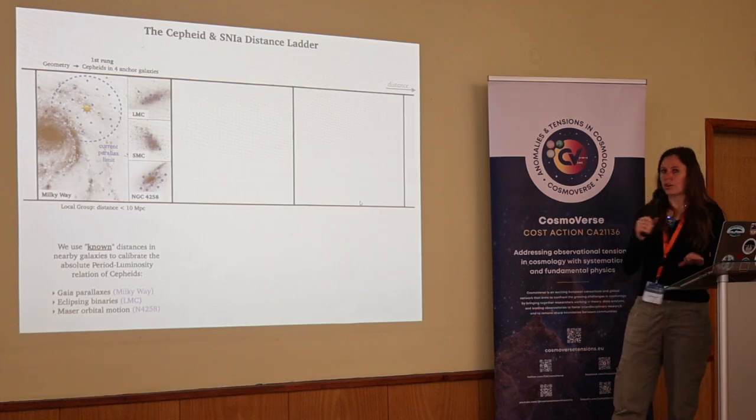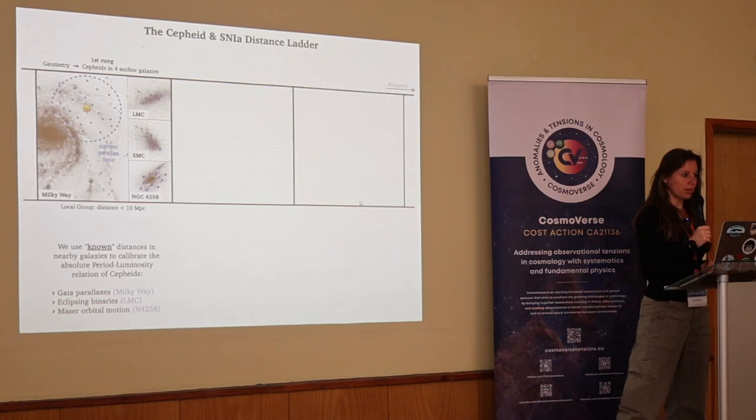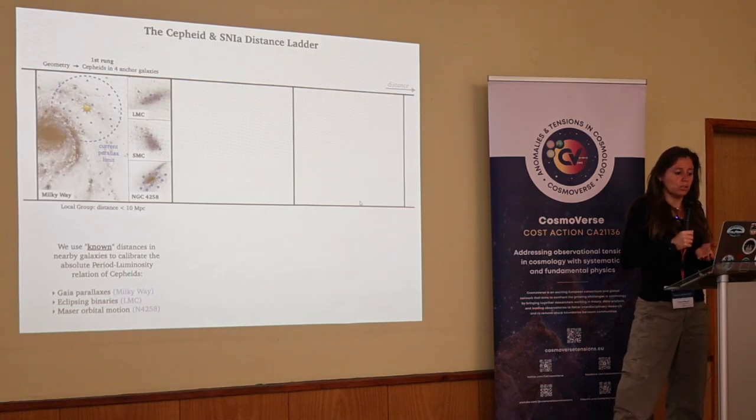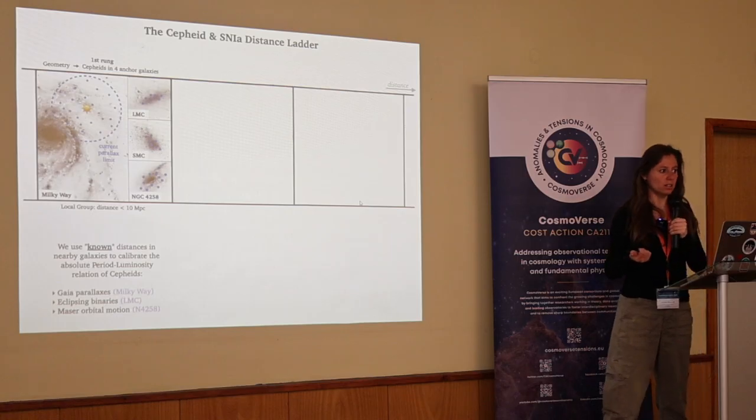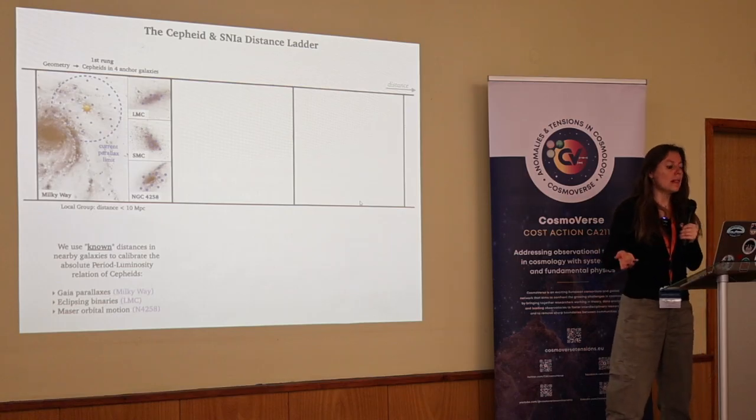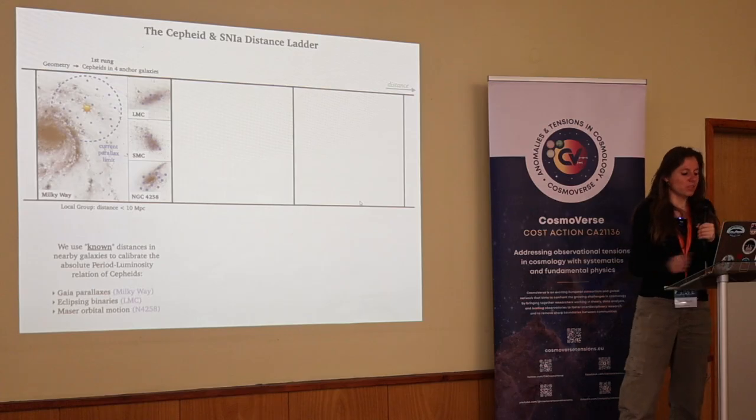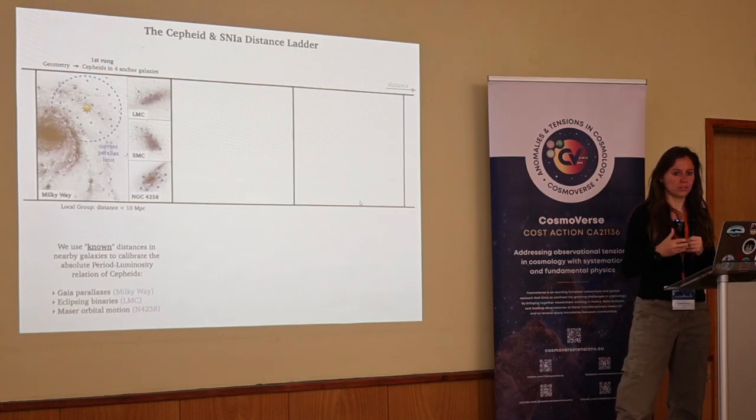Now, in these 4 anchor galaxies, we establish the period luminosity relation. We could also just use one. You can also just use the Milky Way, or even in the past, like 20 years ago, people were just using the Large Magellanic Cloud as the only anchor, and it works just as well. But now we have good geometric distances through eclipsing binaries and the maser and Gaia, so we combine those to have a more powerful and more robust calibration of Cepheids.